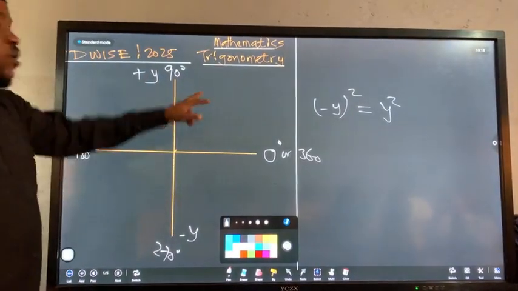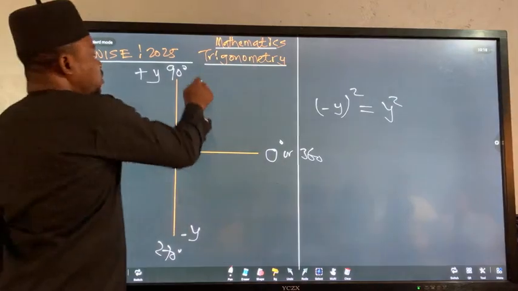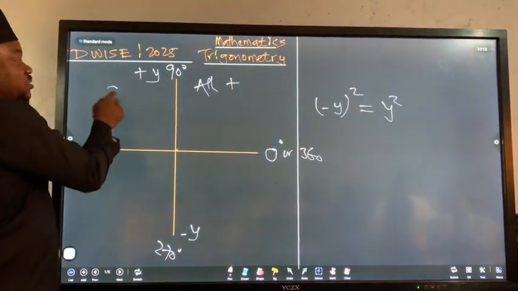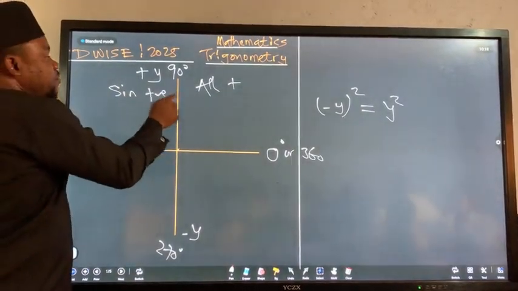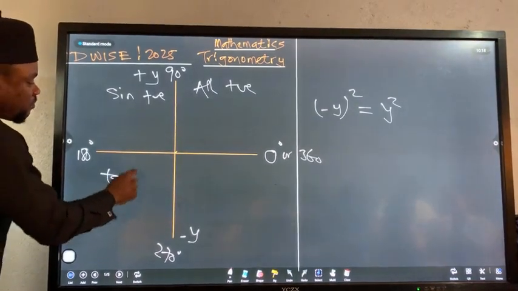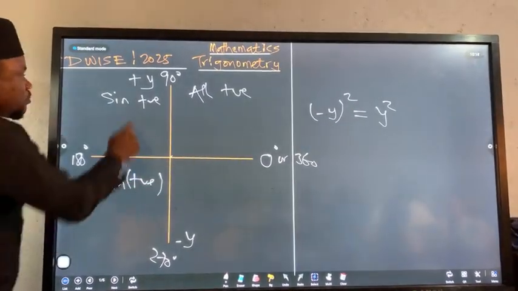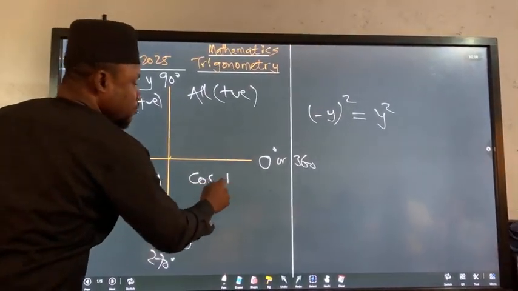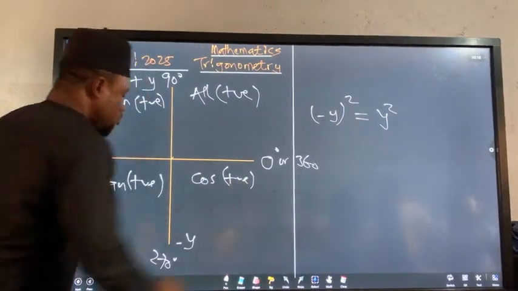So what do I have on the first quadrant? All of them are positive. Right? Yes. This one, only sine is positive. This one, only tan is positive. And this one, only cosine is positive. Let's start this.